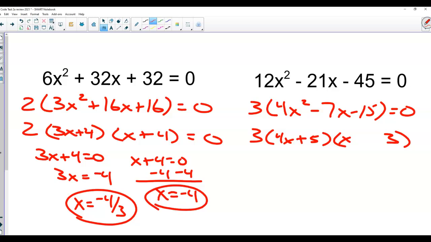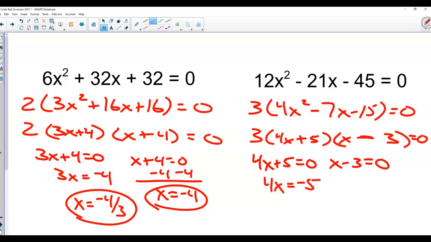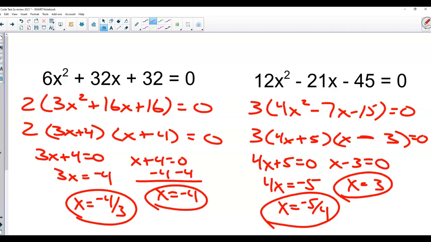So positive 5, negative 3. So 4x plus 5 equals 0, and x minus 3 equals 0. 4x equals a negative 5, x equals negative 5/4. Add 3 to both sides, x equals 3, and those are my answers. That's how you factor.